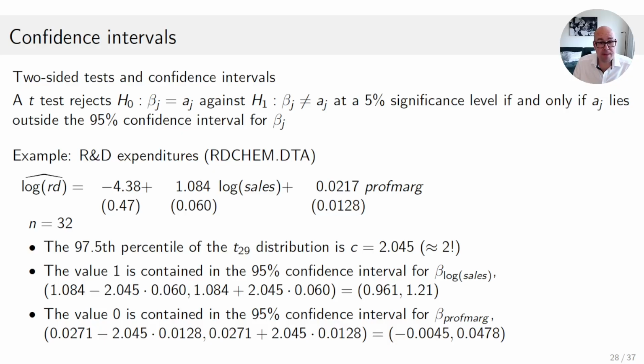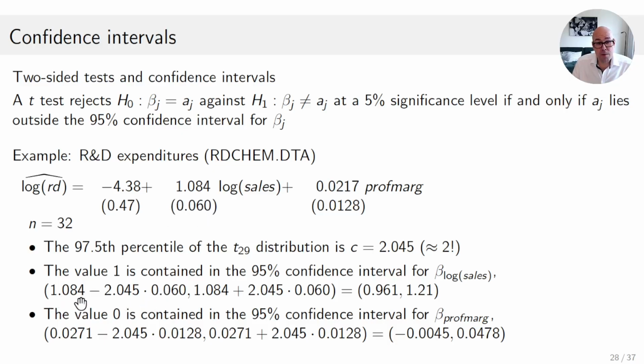Let's think this through. The 97.5th percentile of the t29 distribution is 2.045, so about 2. Okay, why 29? Because I have 32 observations minus 3 coefficients that I'm estimating. Then I construct the 95% confidence interval for the coefficient on log sales, and that is given by this value here, 1.084 plus minus 2 times the standard error.